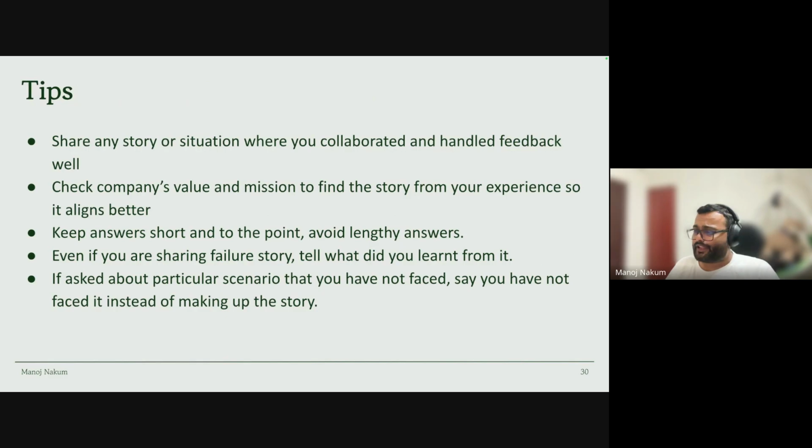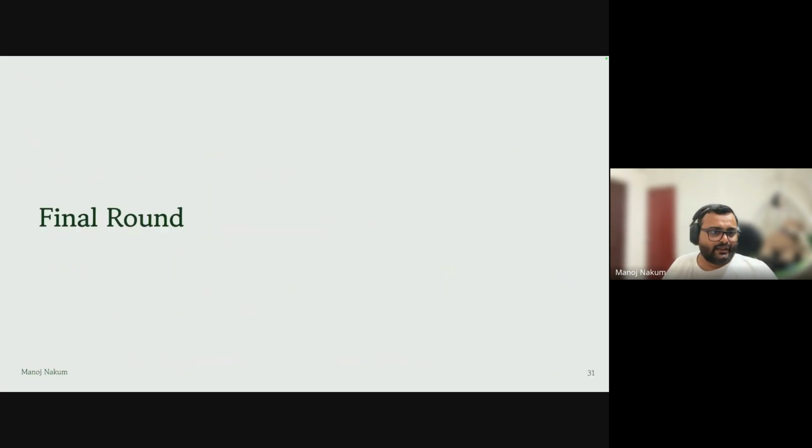And as I mentioned, if you have not faced any particular scenario, just say that you have not faced it. Right? Don't make up the story. By mistake, if that thing happens in the future, and you have expressed this, and now that situation is there, and you are not able to find the solution, that will tell that, okay, you were just lying. You might not be technically evident, but that happens. So don't make up the story. Okay, so that is about the problem.